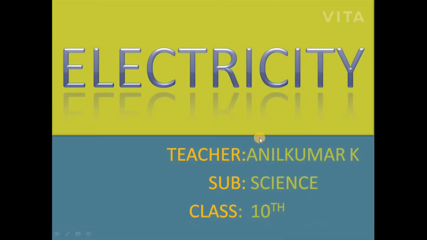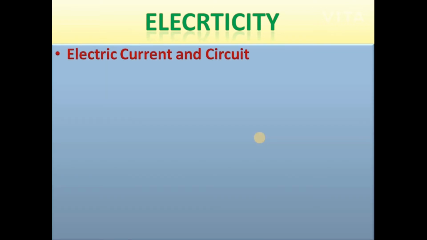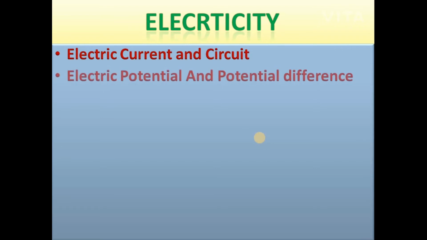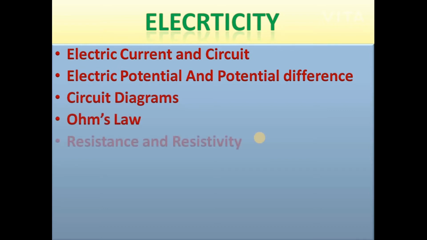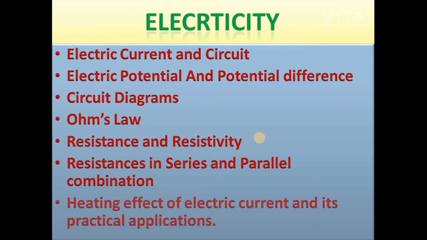Okay, students, in this chapter we will learn the concepts of electric current and circuit, electric potential and potential difference, circuit diagrams, Ohm's law, resistance and resistivity, resistance in series and parallel combination, heating effect of electric current and its practical applications, and also we will do some problems on this chapter. The first concept, electric current and circuit, we will discuss that one.